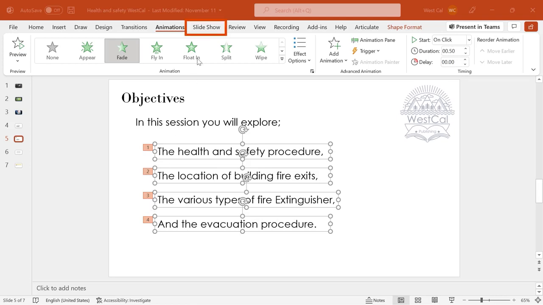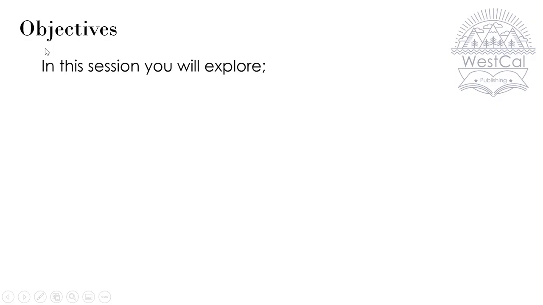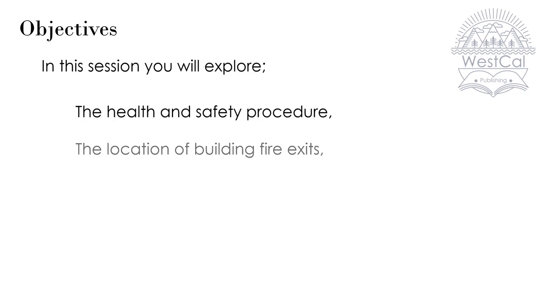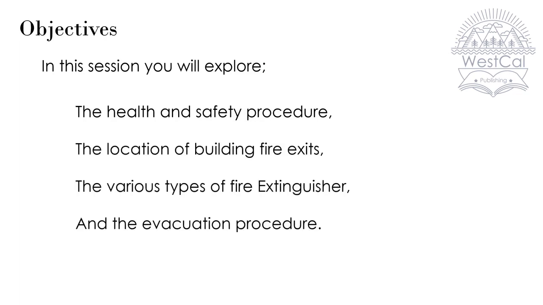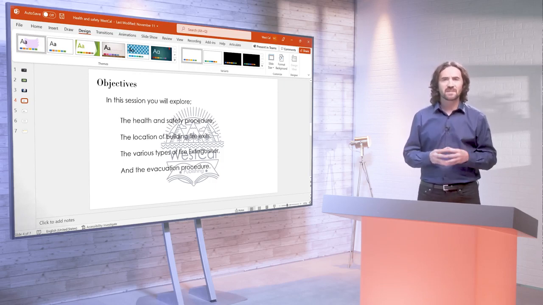Now let's preview this via slideshow. You'll notice now that only the first line appears. The rest do not appear until the mouse cursor is clicked. Let's look at a different scenario. What if the Westcal logo starts in the middle of the page? How can you move this out of the way before the objectives start animating in?